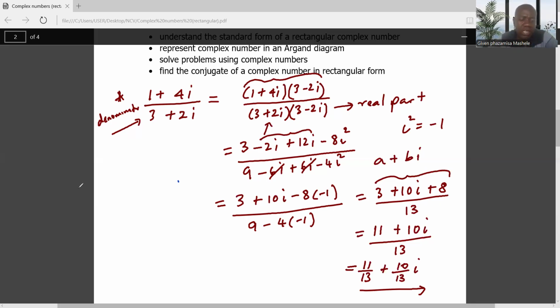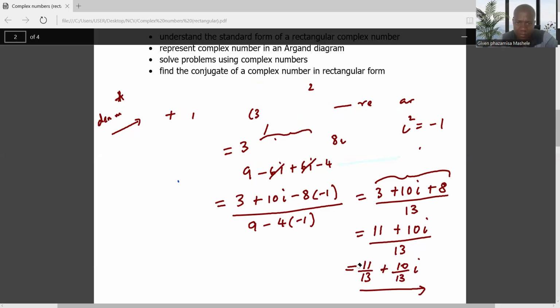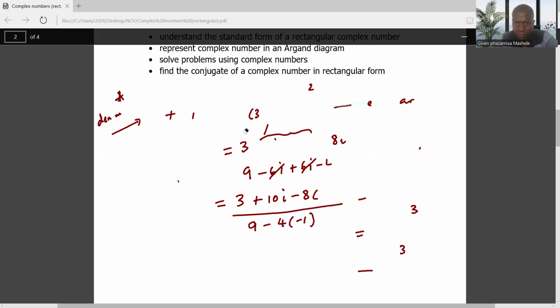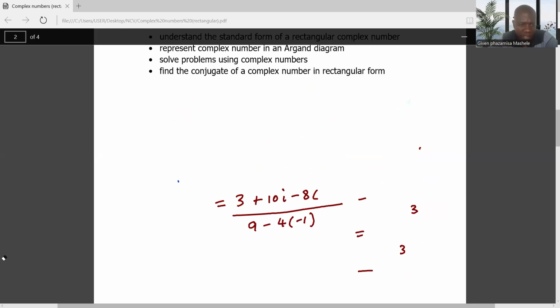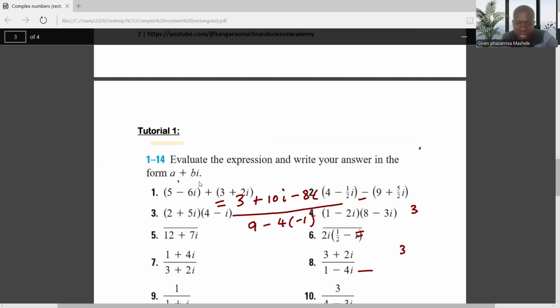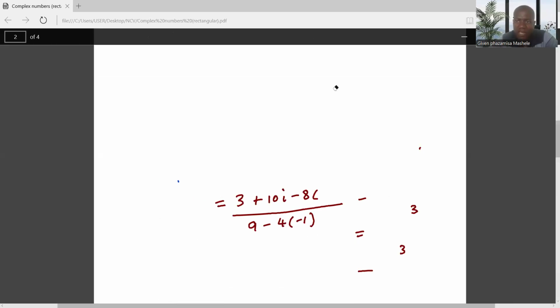And what is the next one? Okay, then we'll move on to the next one. Okay, let me check the next question. The next question is 3 plus 2i divided by 1 minus 4i.